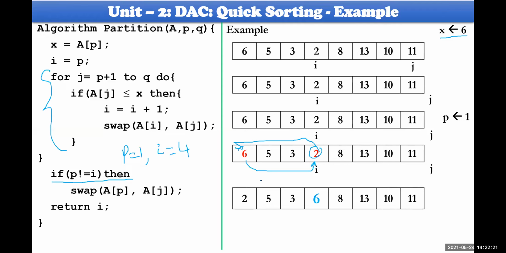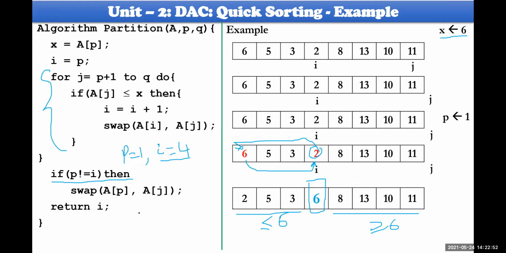Then the actual position of the pivot has been identified. This is the actual position. You can observe all these elements are less than or equal to 6, that is the pivot element, and all these elements are greater than or equal to the pivot element. Therefore, the first recursive call is over. And the i value is 4 here, 4 will be returned to the caller.